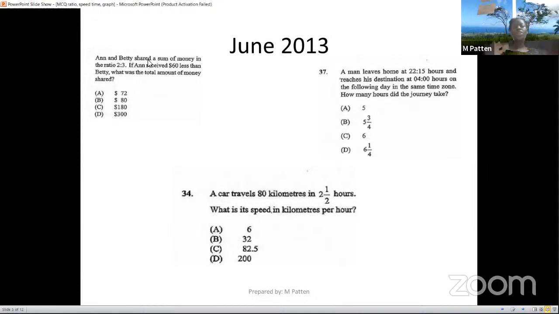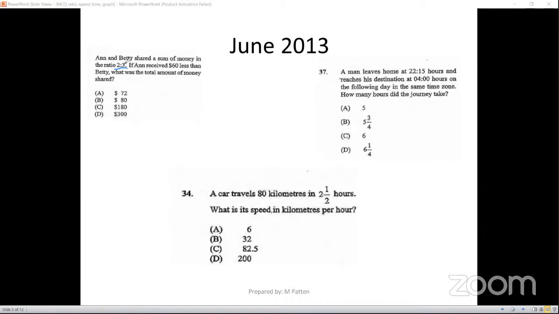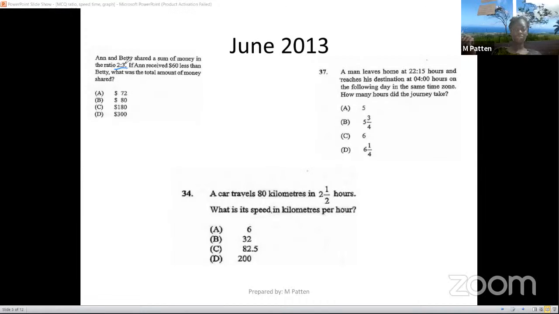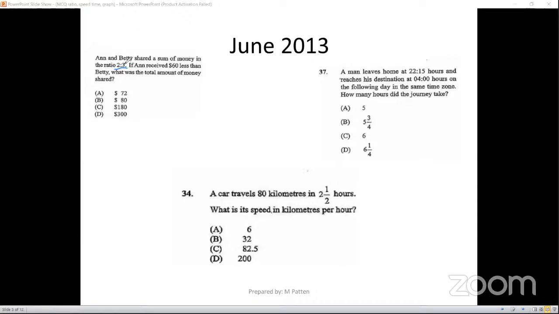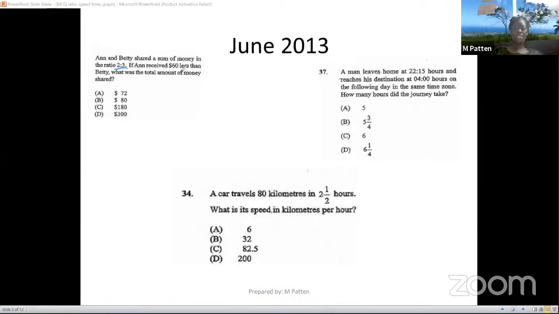And so Anne received $60 less than Betty, right? And when we look at the parts, Anne received 1 part less than Betty. We see that? Because Anne received 2, Betty received 3. So Betty received 1 more than Anne, right? So the 1 part less means that 1 part is equal to 60.